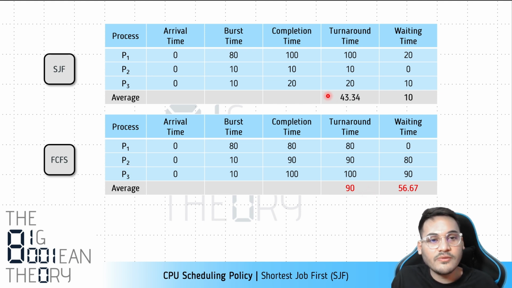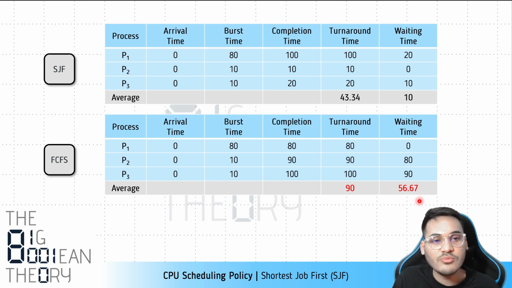Compare this with the average turnaround time for shortest job first. It's less than half, right? It is 43.34, which is much better, almost half of the average turnaround time for FCFS. Similarly, the waiting time has also dropped by almost 5 times. The waiting time for SJF is 10 milliseconds, whereas that for FCFS was 56.67.